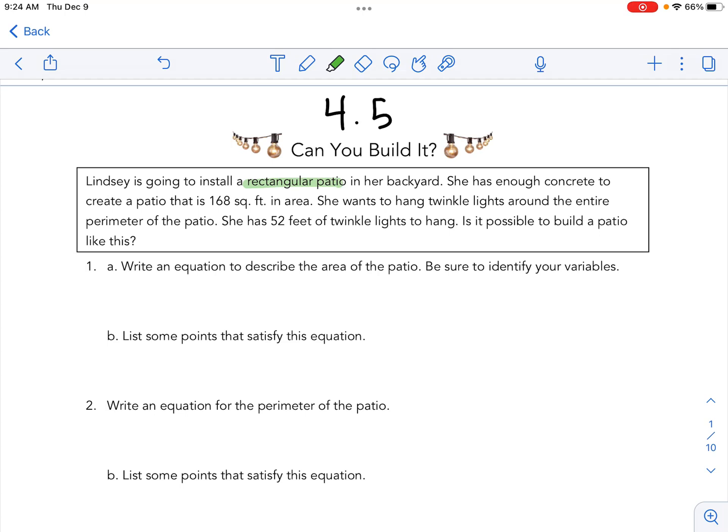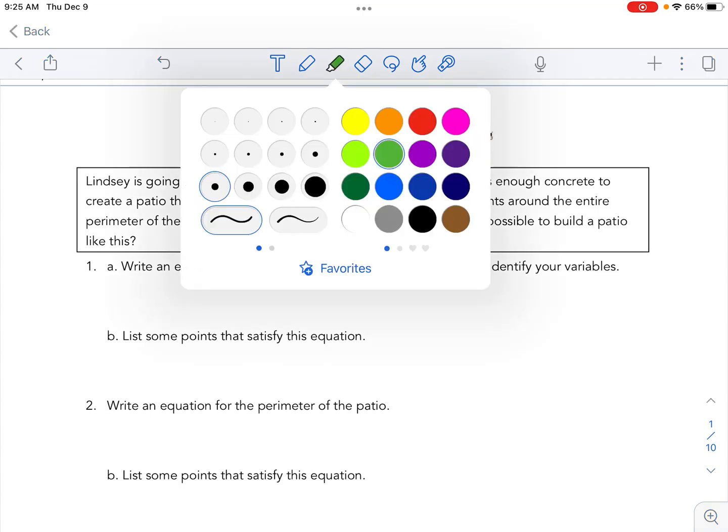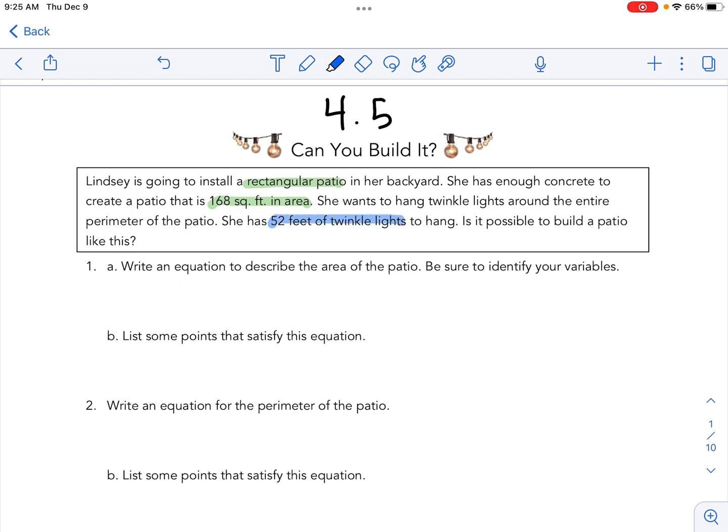So this scenario is Lindsay's going to install a rectangular patio. She has enough concrete to create a patio that is 168 square feet in area, and she wants to hang twinkle lights around the entire perimeter. And she has 52 feet of twinkle lights. Okay, so I'm talking about two things. I'm talking about area of concrete, and I'm talking about a line of twinkle lights. So I've got it highlighted in separate colors, so that we can distinguish between area and the lineal feet of twinkle lights.